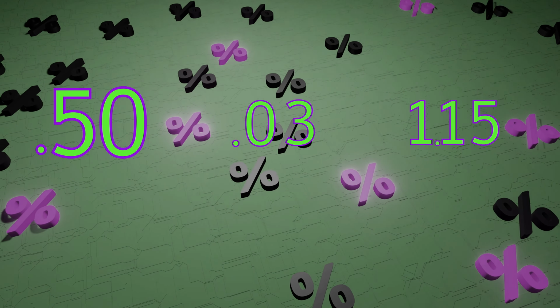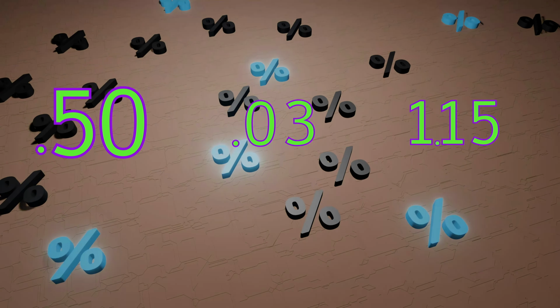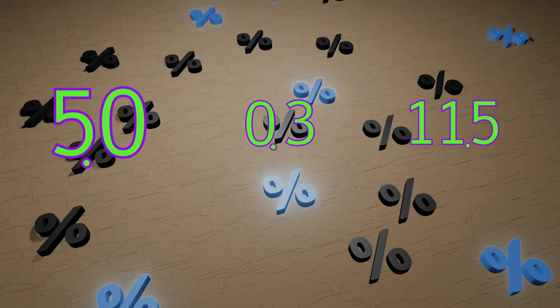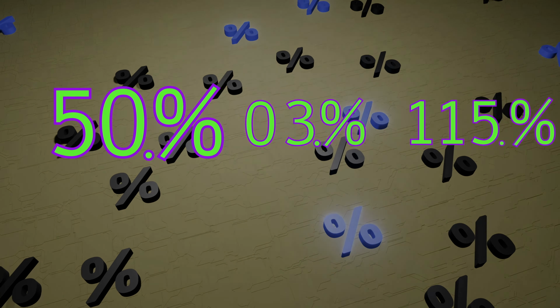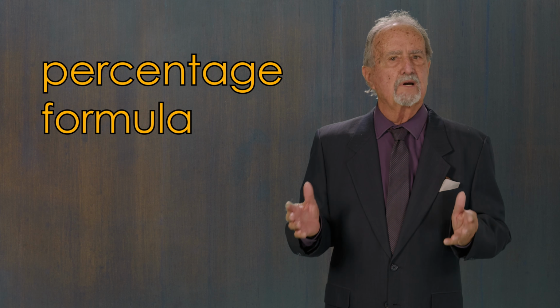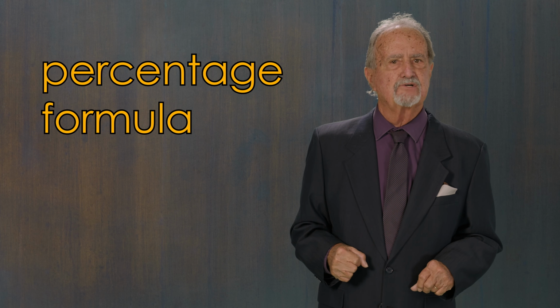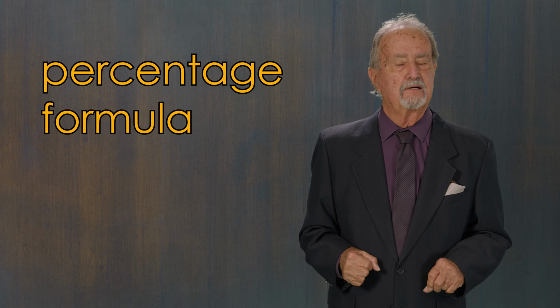Conversely, to convert a decimal to a percentage, move the decimal point 2 spaces to the right. 1, 2. Just like this. And of course, the percentage formula is one of the most common calculations used in real estate.